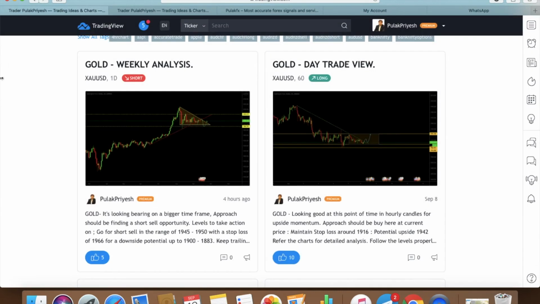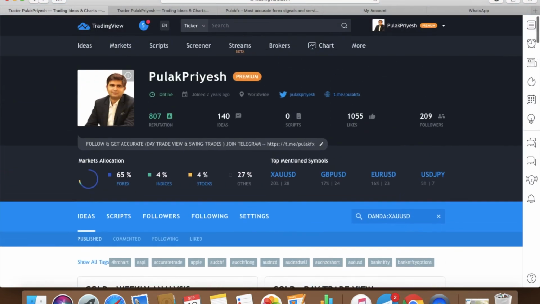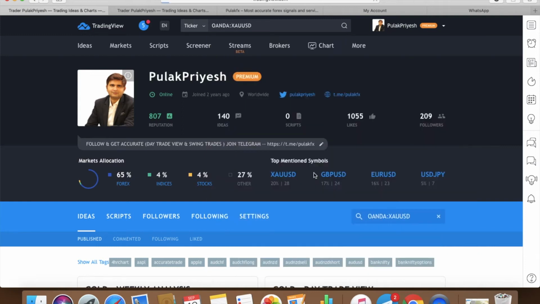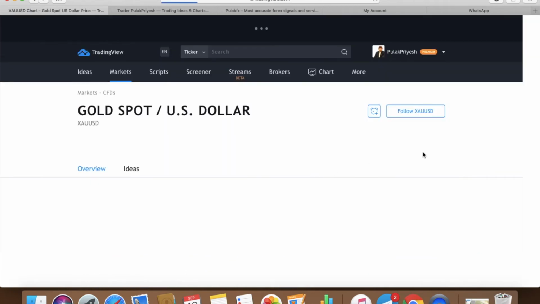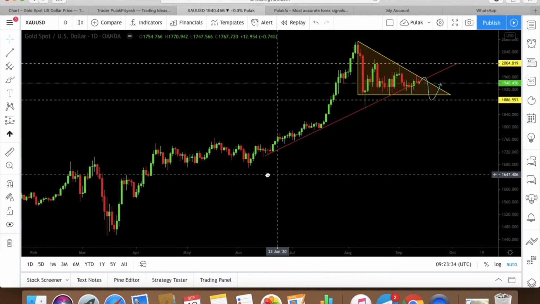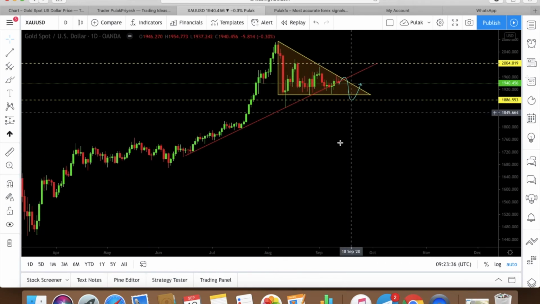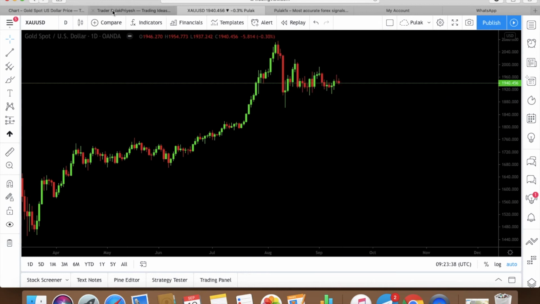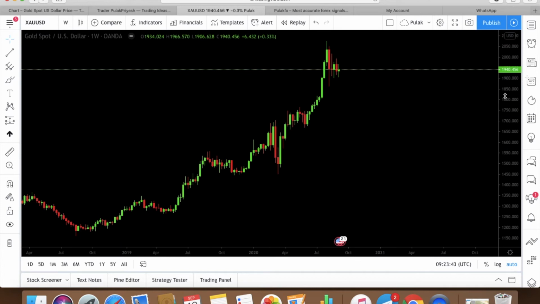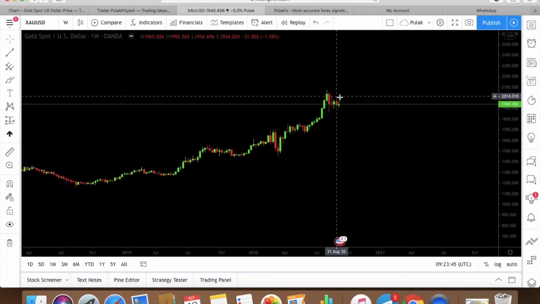Let's talk about other time frames as well. Let's see. You can see here, let's delete this chart. Let's see the weekly. A downward slope is happening over here.